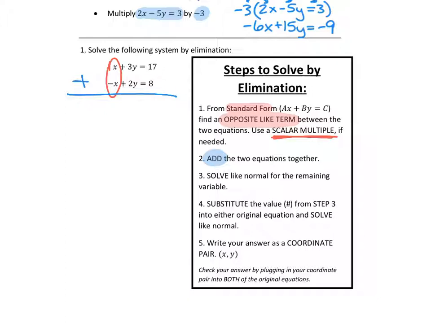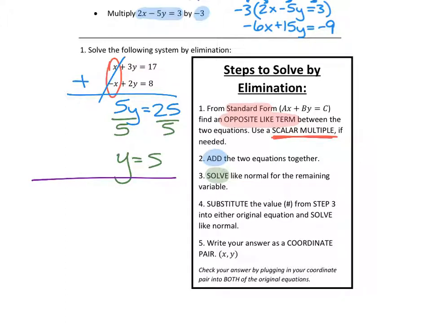When I add these equations together, I combine the like terms, which means positive x and negative x cancel each other out. They eliminate. We got rid of them. We cross them out. That's elimination. But I keep adding, so 3y plus 2y, that's 5y. 17 plus 8, that's 25. I'm already done with that second step. The next one says to solve like normal. There's only one step it takes to solve like normal. Divide by 5. Okay, so y is 5. I'm already halfway done. Woot woot. I have now half of my answer.